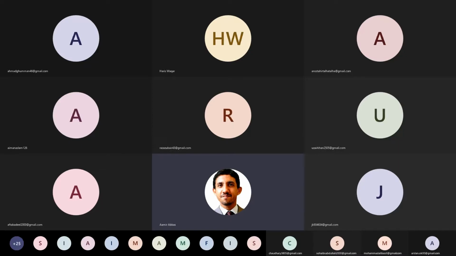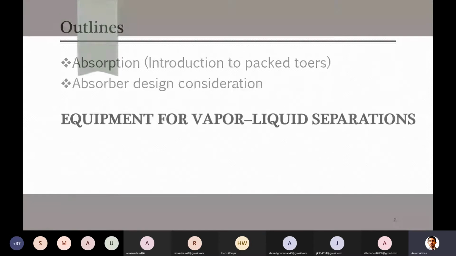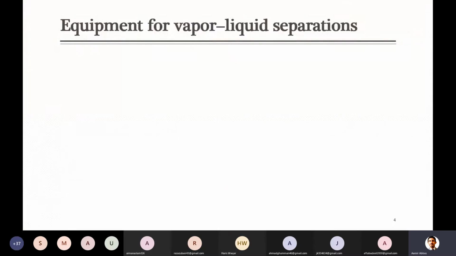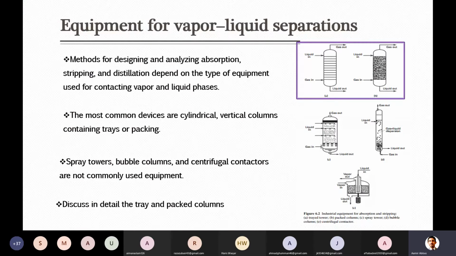Yesterday we started with gas absorption equipment, and I introduced you to some general gas absorption equipment, and out of those we selected two. So we were supposed to then start with them. Here is a brief overview of yesterday's lecture: we said there can be various equipment used for contact of vapor and liquid, in case of either absorption, stripping or distillation.